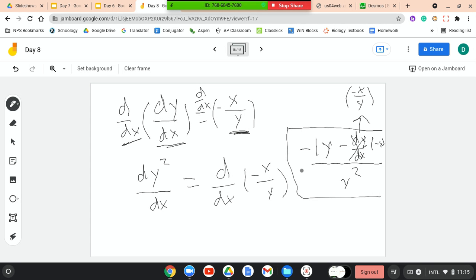It's the same process, but whenever you get dy/dx's, you replace it with what you got in the first derivative. Okay, yeah, I think that makes sense. Real quick, on the left, how did you get to dy squared over dx?